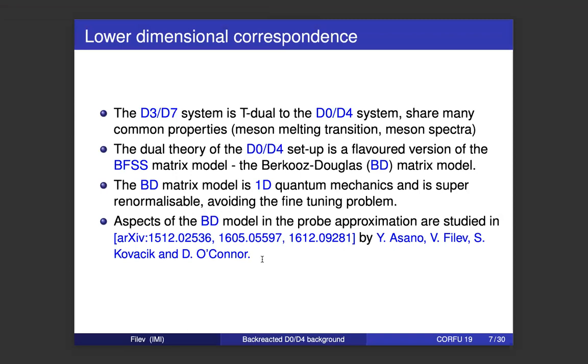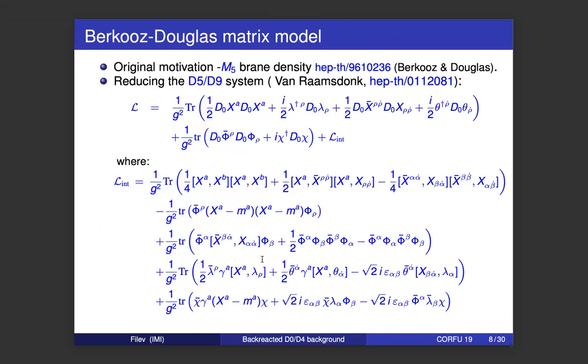I'm not going to talk more about these results, except I'm going to show you the Berkus-Douglas matrix model, which looks like that. It can be obtained if you look at the D5-D9 system. You write down the action, and then you reduce to one dimension. And this is a 6-dimensional version of the Lagrangian. What it means is that all these spinors here are represented as 6-dimensional spinors.